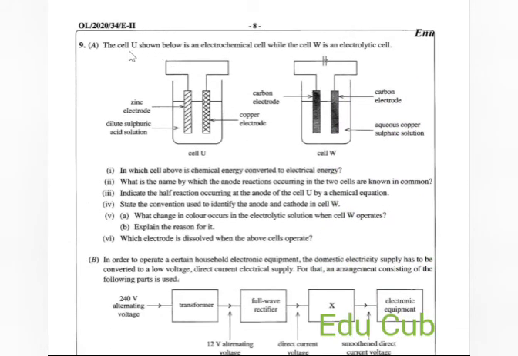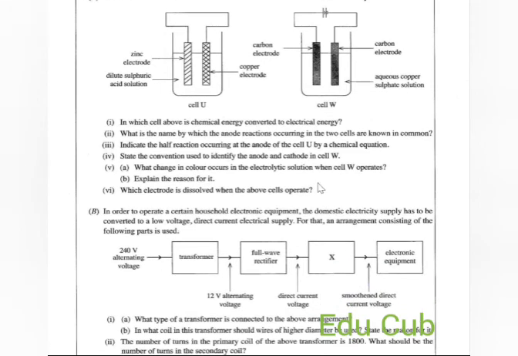Question 9. A. The cell U shown below is an electrochemical cell and cell W is an electrolytic cell. First, observe the diagram carefully. In which cell above is chemical energy converted to electrical energy? What is the name by which the reactions occurring at the anode in the two cells are known in common? Indicate the half reaction occurring at the anode of cell U by a chemical equation. State the convention used to identify the anode and cathode in cell W.